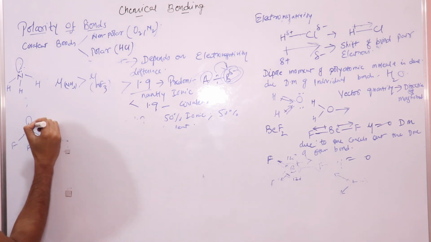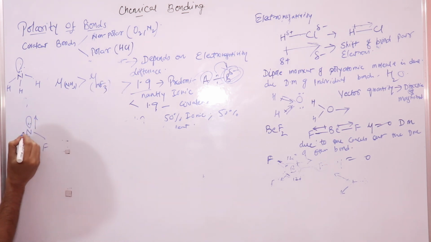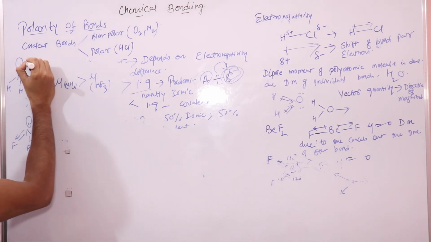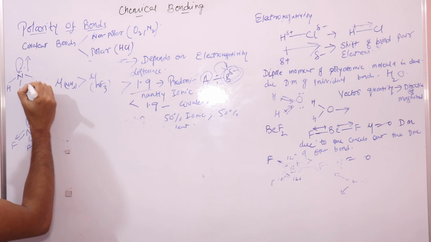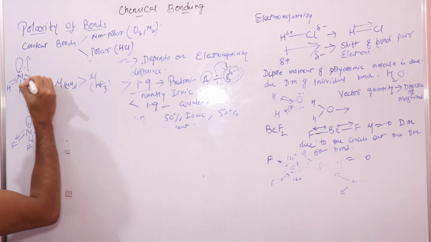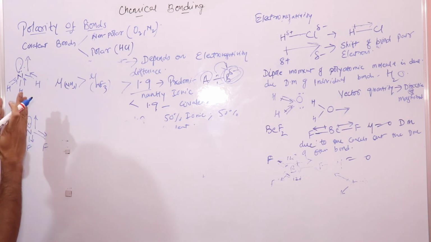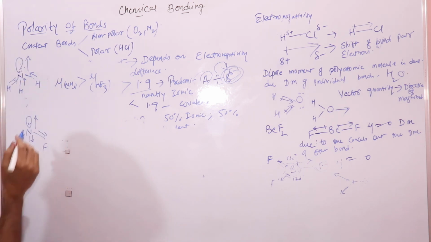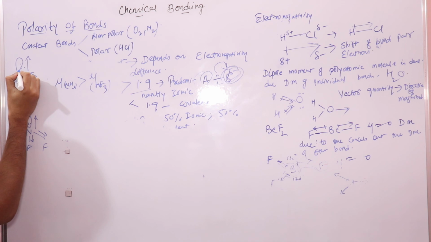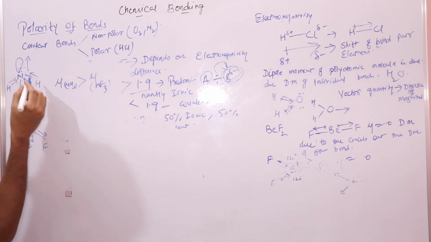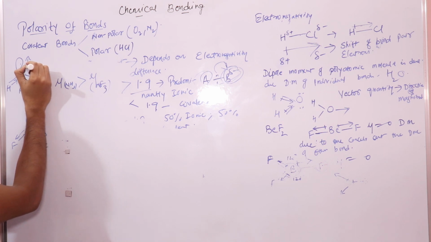If you look at the direction, this is how you will represent it. If you draw the dipole moments, it's like this, it's like this. If you look at the directions, here the dipole moment is pointing in this direction. This is your lone pair, so the dipole moment would be in this direction.